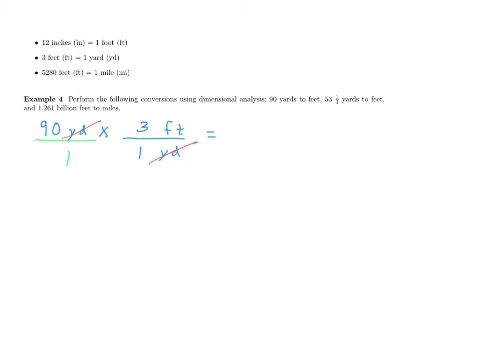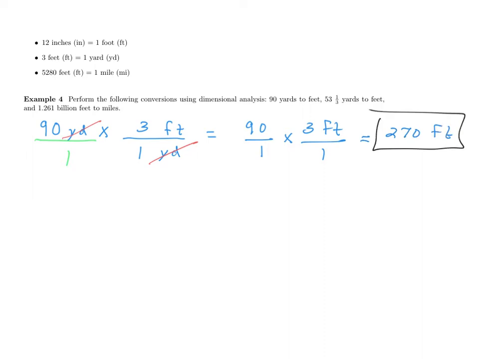Here is everything that's left over. We have just 90 divided by 1 multiplied to 3 feet divided by 1. There are no more yards, and the unit that we want is left over, which is feet. So if I multiply the bottoms, we get 1. I say at this point, if the denominator is completely 1, we don't need to write it. Dividing by 1 doesn't change anything. All we need to do is multiply the top, which is 90 times 3 times feet. 3 times 90 is 270, and I have my units of feet, and that is my answer. So 90 yards is equivalent to 270 feet.